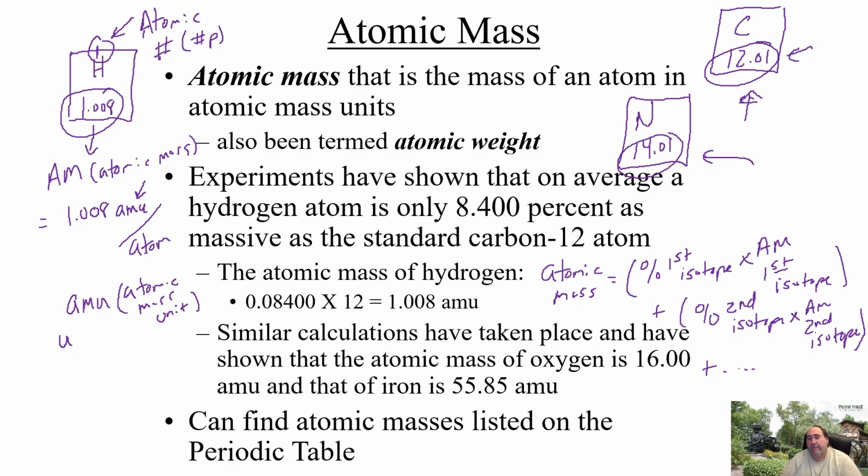So that's one type of unit that we could get off the periodic table. Again, you could get that for any element that is present, and that number on the bottom represents how many AMU, or atomic mass units, there are in one atom of that particular element.